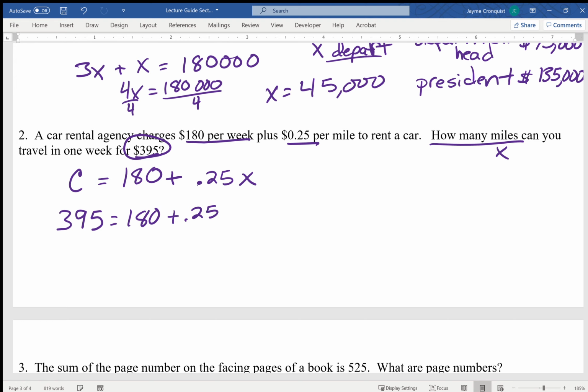So we're going to subtract 180 from both sides. And we're going to get, let's see, 395 minus 180, so 215 is equal to 0.25x. Divide both sides by 0.25. And x is going to equal, gotta get my calculator out. This one isn't quite so obvious.